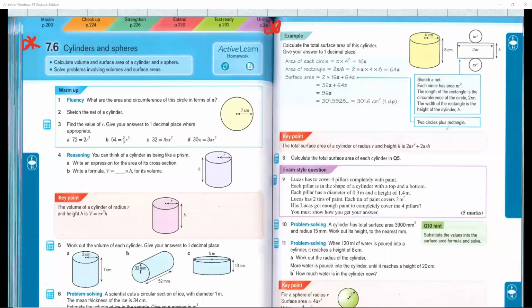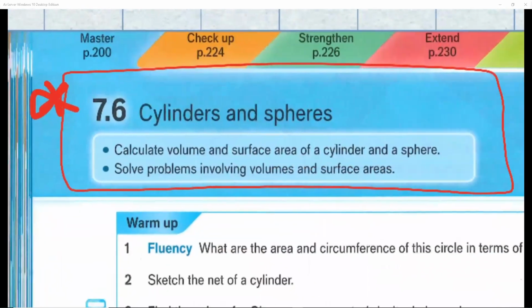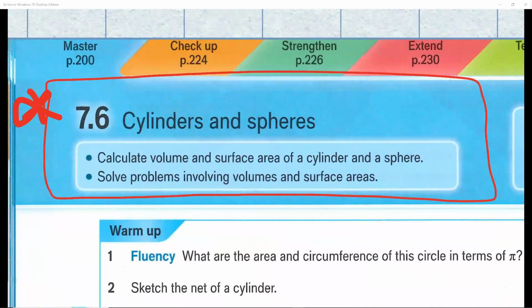Okay. So everybody, please, a new learning objective. 7.6 cylinders and spheres. Everybody write it down, please. Write down the new subtitle, 7.6 cylinders and spheres. So we're looking at volume, surface areas, and problems. Simple. When you finish that, put your hand up next to your name to let me know that you're ready to start.